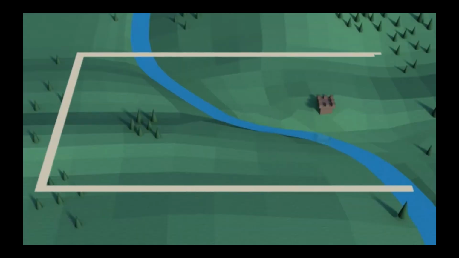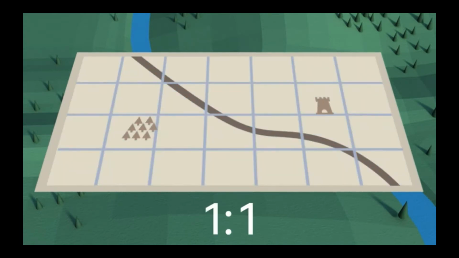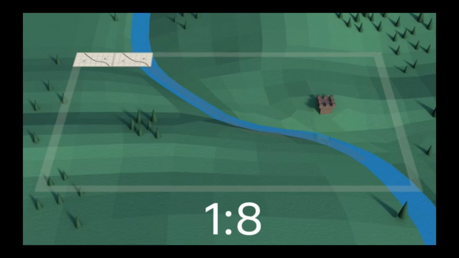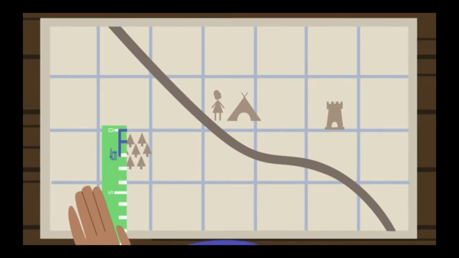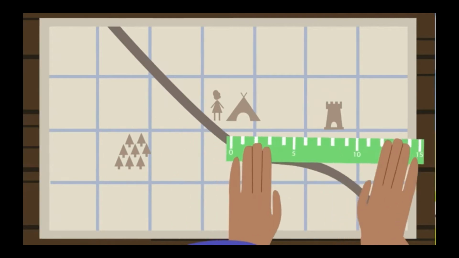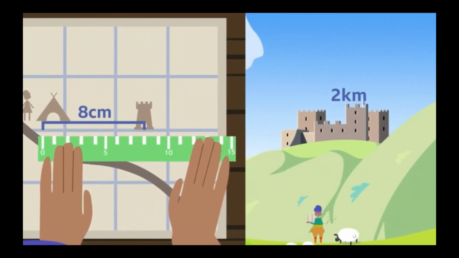A map is a 2-dimensional drawing of an area. The scale on a map shows how many times bigger the real world is than the map. So, 4 centimeters on this map is 1 kilometer in real life. So I can see that the castle is 2 kilometers from where I am.